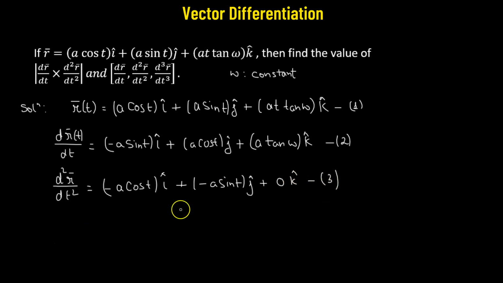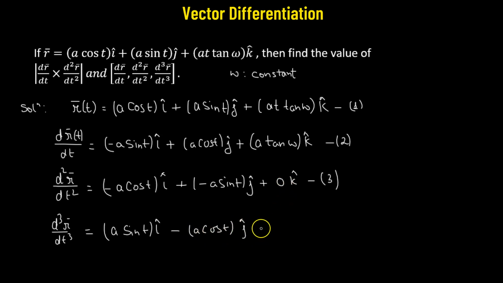And we'll again take the derivative on both sides of equation 3 with respect to t. This will give us the third derivative of r with respect to t. So this will be equal to a sine t i cap minus a cosine t j cap. The derivative of 0 with respect to t is 0. So this will be number 4.